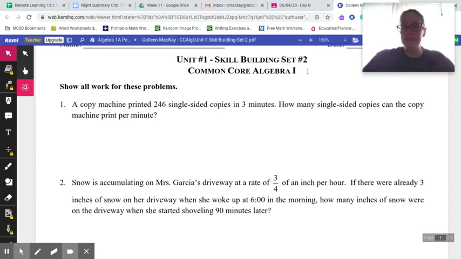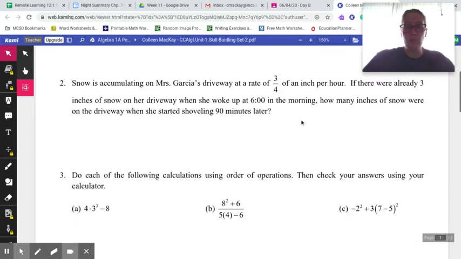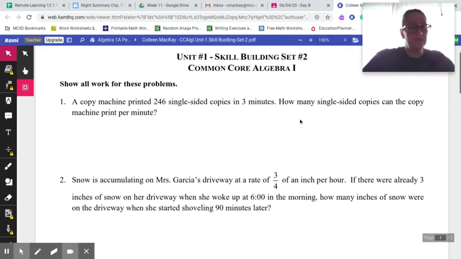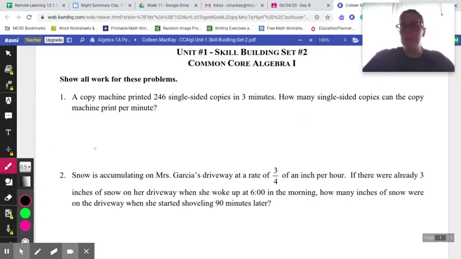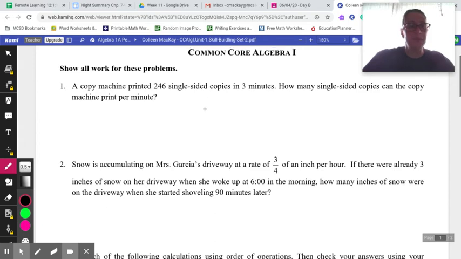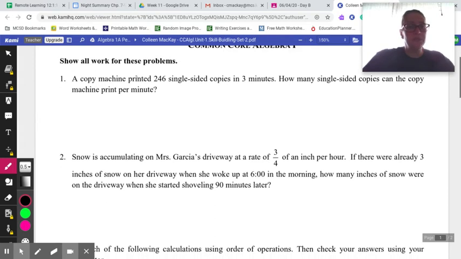If you notice, it looks a lot like skill building set number 1. And I'm going to do the same thing as I've done previously: I'll do some of the problems with you, and then you can let me know if you need help with any of the other problems. Okay. Question number 1 is pretty basic. You should be able to do that one. It's just a matter of dividing two numbers.